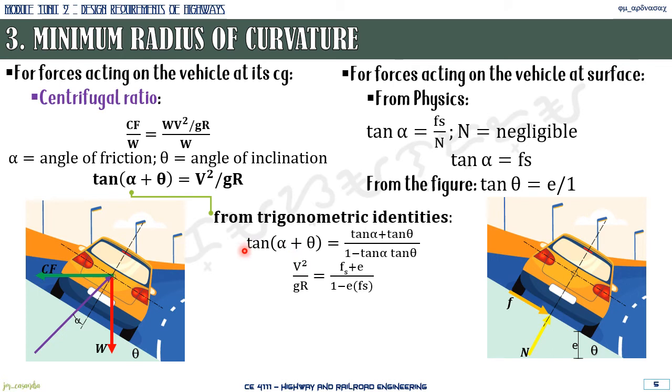From here, tangent alpha plus theta is also equal to V squared over GR. Equating these, we arrive at this equation. Take note that E times Fs, since they are tangent values, will be very small, and multiplied to each other they will be approximately equal to 0. If E times Fs is equal to 0, so 1 minus 0, then we can derive V squared divided by GR is equal to Fs plus E.